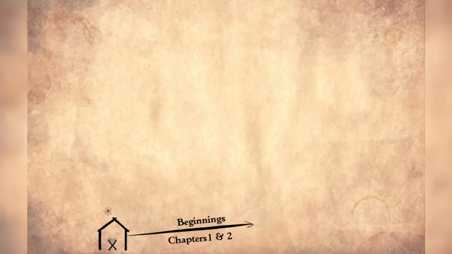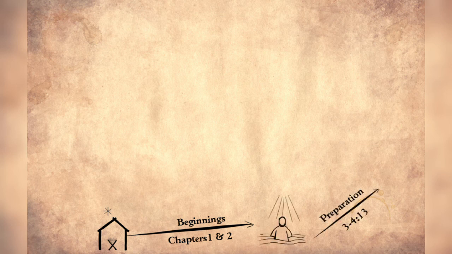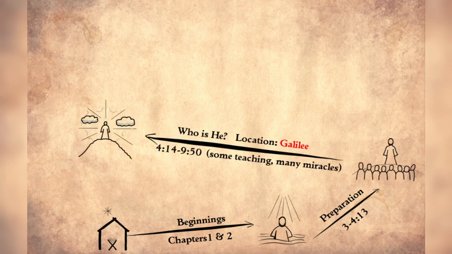So here it is. Chapters 1 and 2 are the beginning of the story and the early years of Jesus. Then chapter 3 through to 4:13 is a time of preparation for his public ministry. Now from here we can mention some actual physical geography as Luke begins to connect the story to the regions where Jesus worked. So chapter 4:14 through to 9:50, that all takes place around Galilee. Jesus begins to teach and performs many miracles. A theme for this section might be, who is this man?